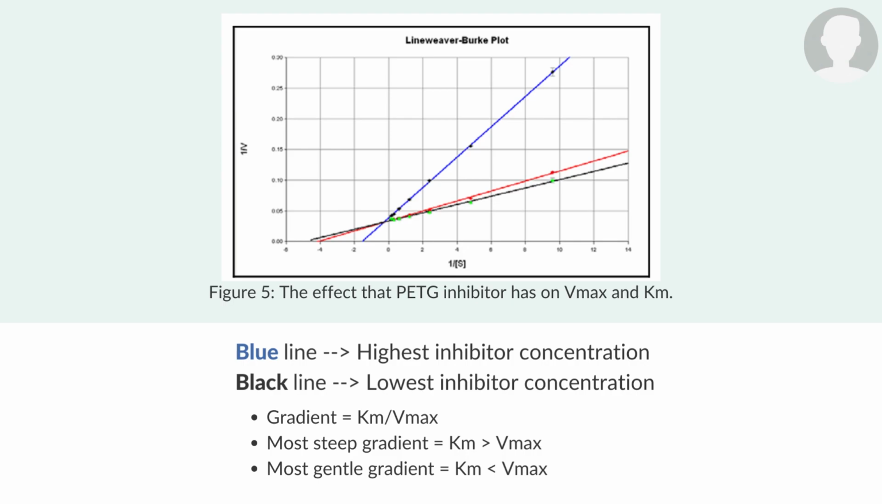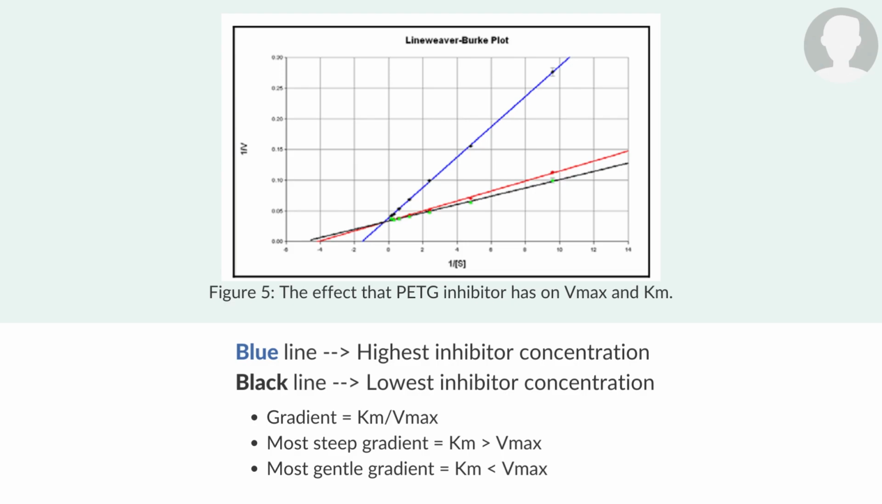Figure 5 is also plotted using the experimental data, but the main difference between figures 3 and 5 is that figure 5 focuses on the effects that the PETG inhibitor has on Vmax and Km. Just for additional knowledge, PETG stands for phenyl ethyl beta-D-thiogalactopyranoside. As you can see in figure 5, the blue line was plotted based on a sample that has a high concentration of PETG inhibitor.